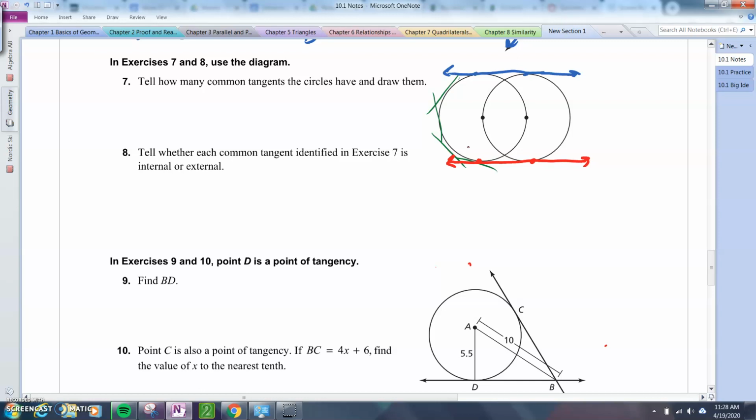Now we go to number 8. Are these internal or external? Well, remember, in the notes we had this idea of a segment that connects the centers. Now, do either one of these tangent lines intersect that segment that connects the centers? No. So we know that both tangent lines for this diagram are external.